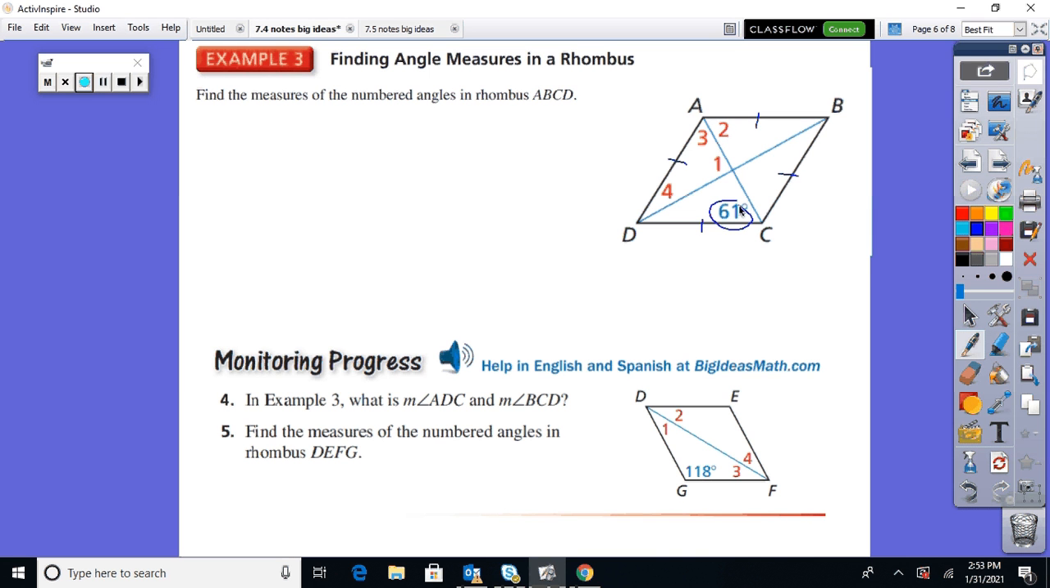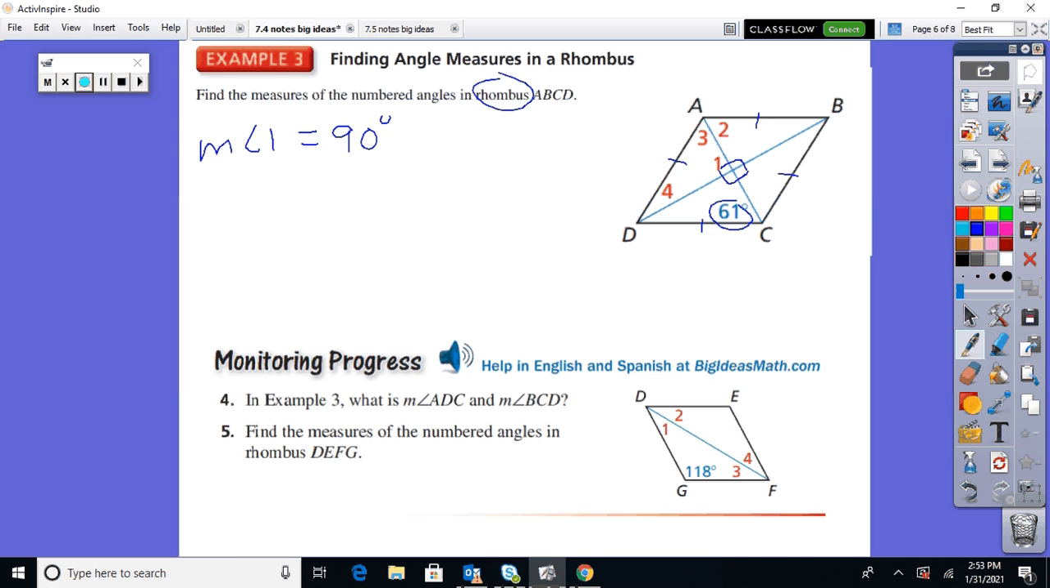And of course, angle 1 in the middle, where the diagonals meet for a rhombus. As soon as you see rhombus, you know that you have 90 degrees. So the measure of angle 1 is 90. Bada bing. 90 is all the way around the middle.